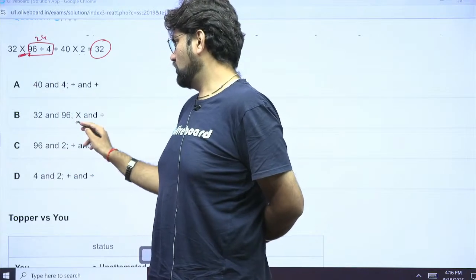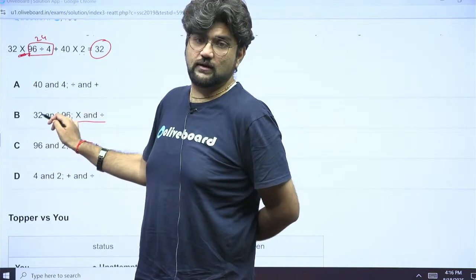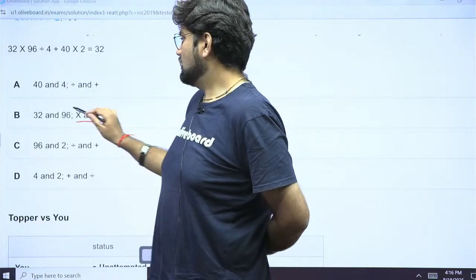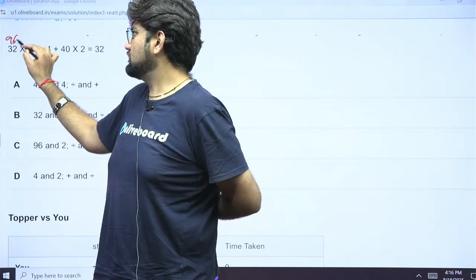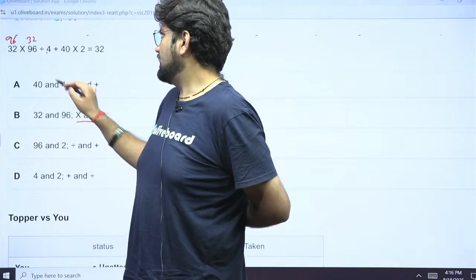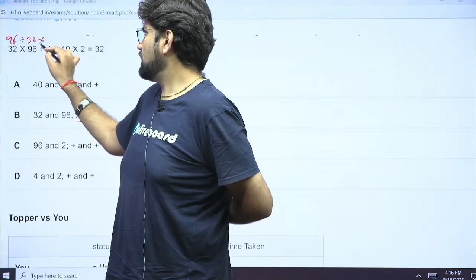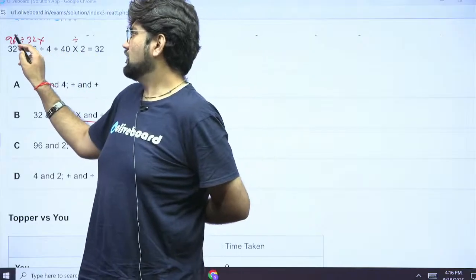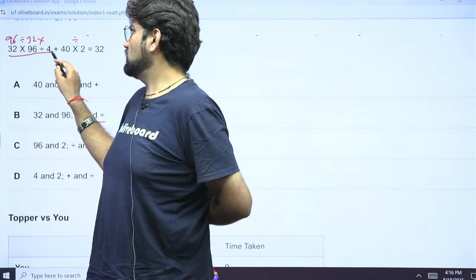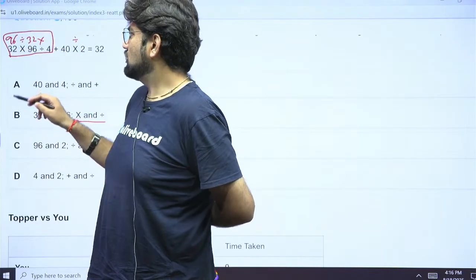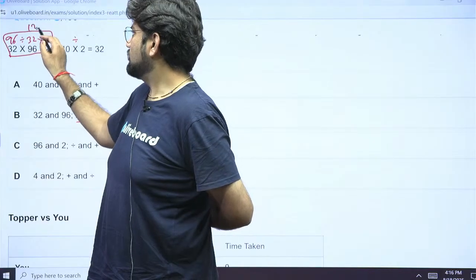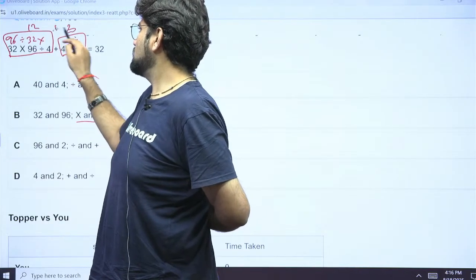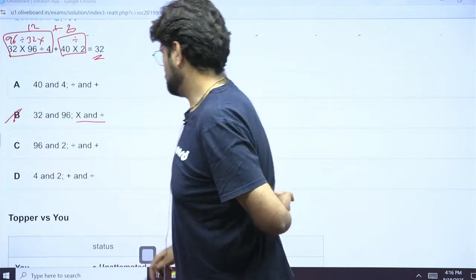Multiplication is only there in one option. So I'll have to first check this one. I'm not saying this is the right answer. First check this one. Okay, let's check. So 32 and 96. So this is 96 here. There will be 32 here. And divide and multiply. So this will be divide, this will be multiply, and this is divide. Wherever there is multiply, there will be divide. Okay, check now. 96 divided by 32 is 3. 3 into 4 is how much? 12. 12 plus 40 divided by 2 is 20. 12 plus 20 is 32. Option B is the right answer.